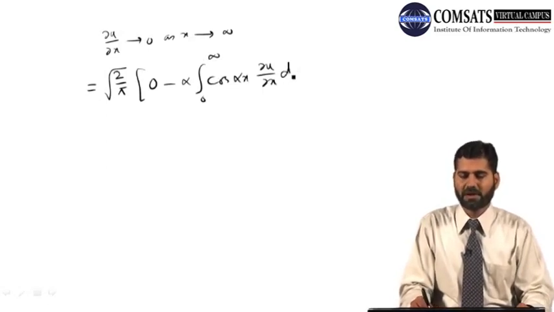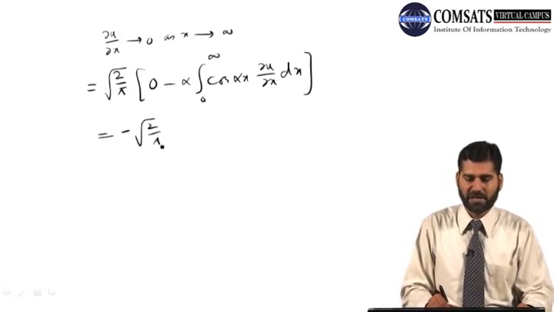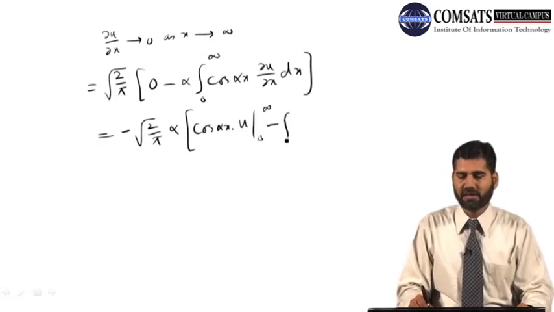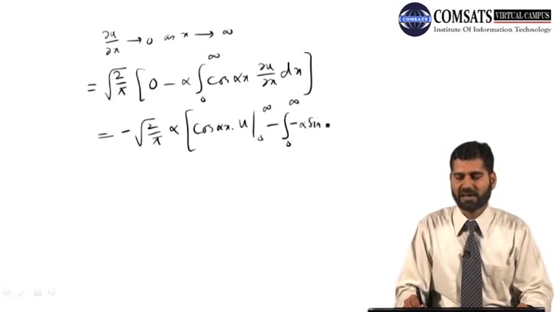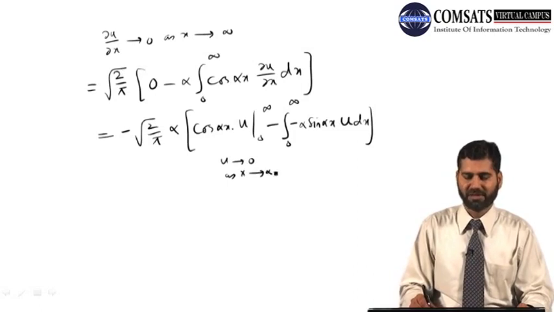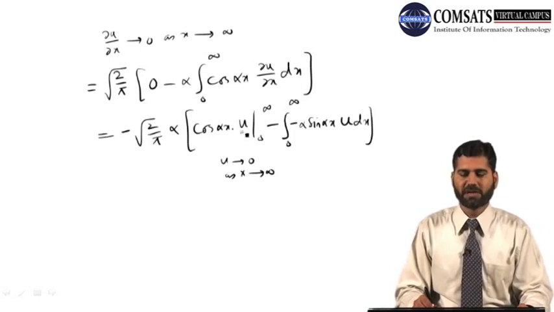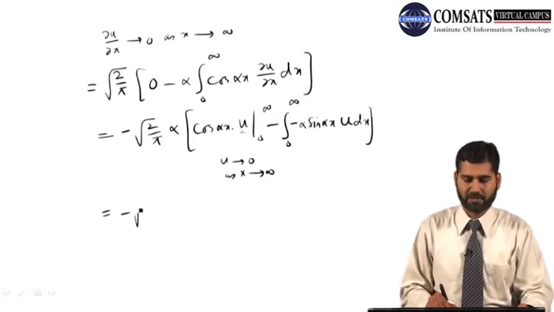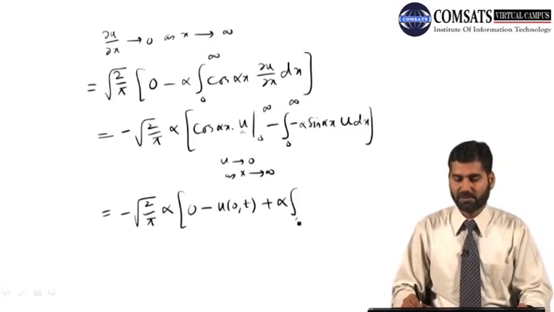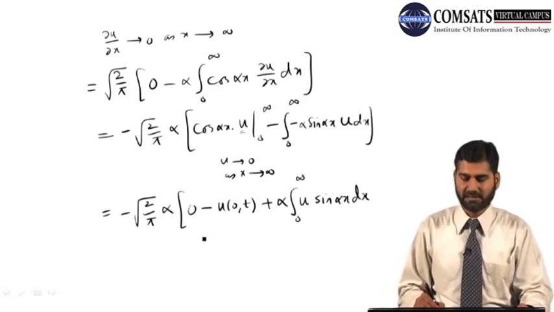So again, by using integration by parts, I can write this as minus √(2/π) α. Integration by parts gives you cos(αx) as it is. Integral of ∂u/∂x is u, from 0 to infinity, minus the integral from 0 to infinity. Derivative of cosine is minus α sin(αx), and this is u dx. Now again, u goes to 0 as x goes to infinity, right? So as x goes to infinity, this u will become 0, so this whole thing becomes 0. Minus, when you take 0, then cos(α·0) is 1 and u at 0. So 0 minus cos 0, which is 1, times u(0,t), plus α times the integral from 0 to infinity of u sin(αx) dx. All right, this is what you got.